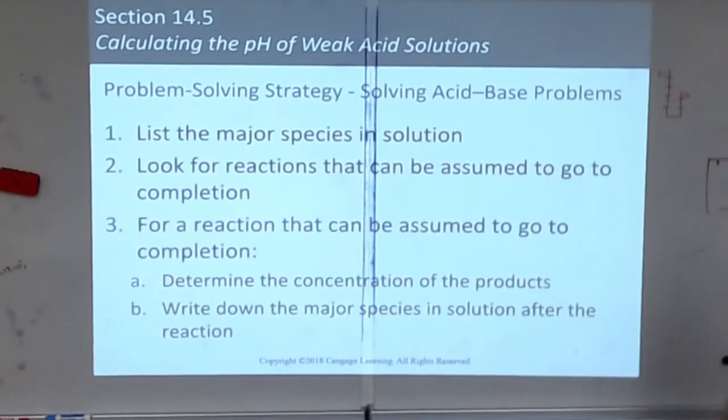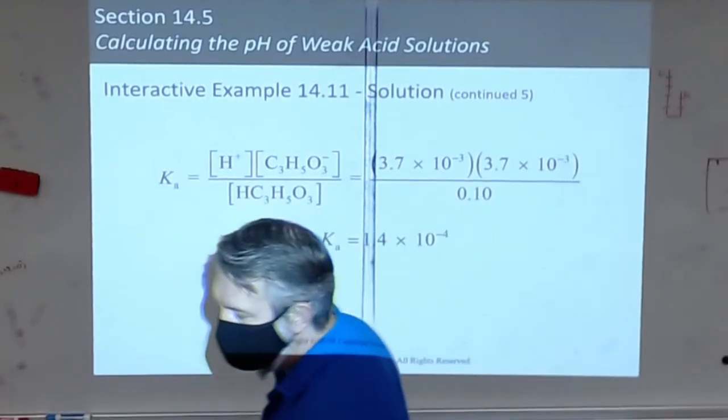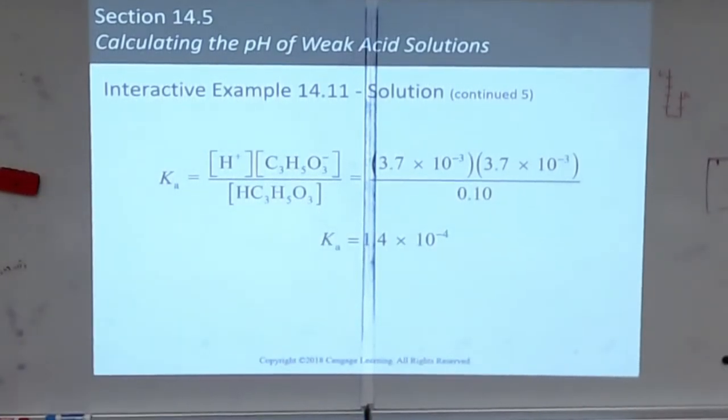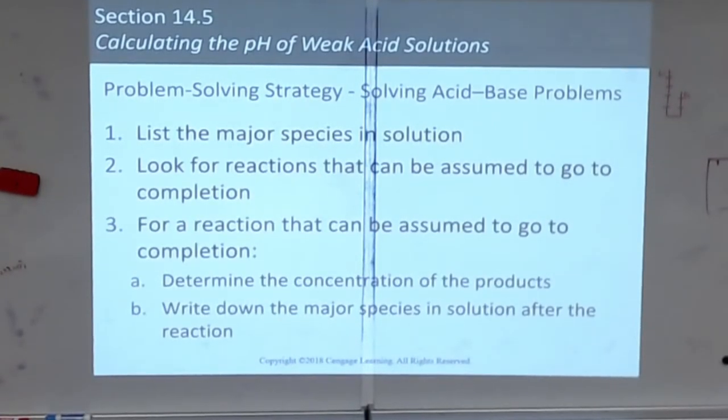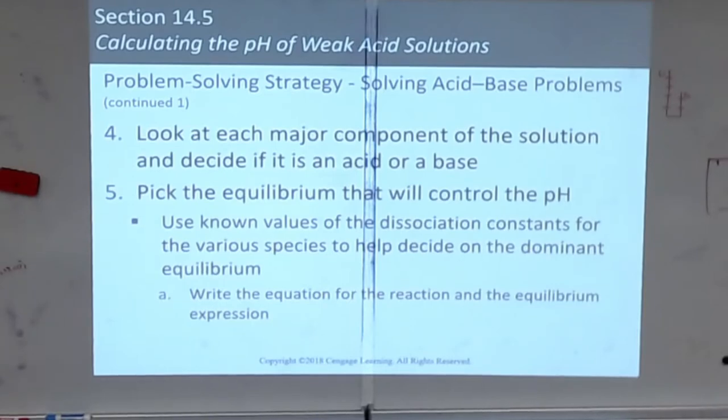All right. Telling us about lactic. So now let's talk about acid-base problems. So again, there's a nice stepwise thing to think about. We want to think about the major species. I want to look for the reactions that can be assumed to go to completion. Once we figure they can be assumed to go to completion, we'll figure out the concentration of the products, write down the major species, look at each of the components and figure out if it's an acid or a base.